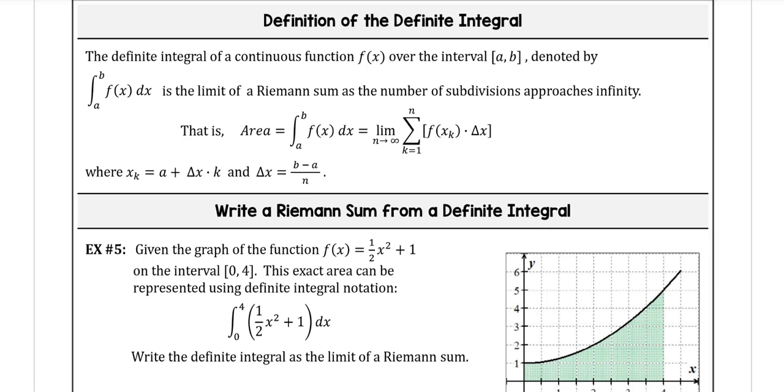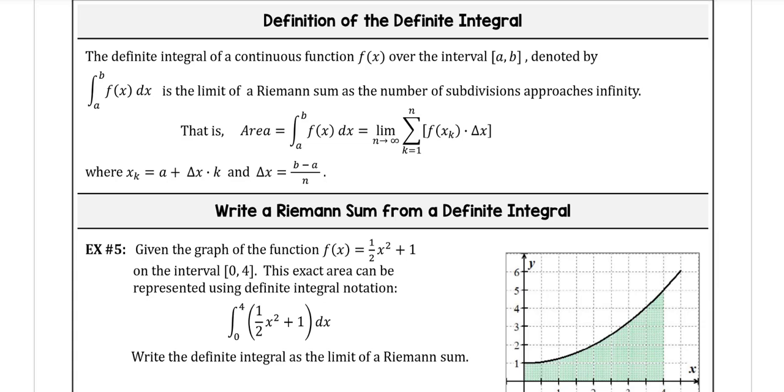Okay, so here is the definition of a definite integral. We've been dancing around this in the last lesson and this one. So the definite integral of a continuous function, f of x, over the closed interval a to b, is denoted by the integral from a to b of f of x dx. It is the limit of the Riemann sum as the number of subdivisions approaches infinity.